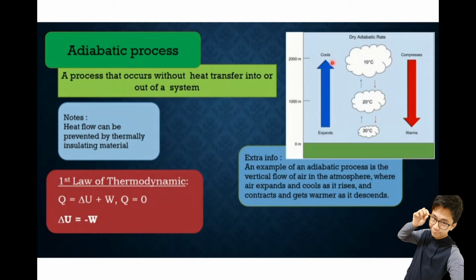Okay, so here we have extra info for adiabatic process. This is an example of adiabatic process, which is the vertical flow of air in the atmosphere, where air expands and cools as it rises. You can see that the air expands and cools as it rises, and contracts and gets warmer as it descends. You can see the arrow over here.